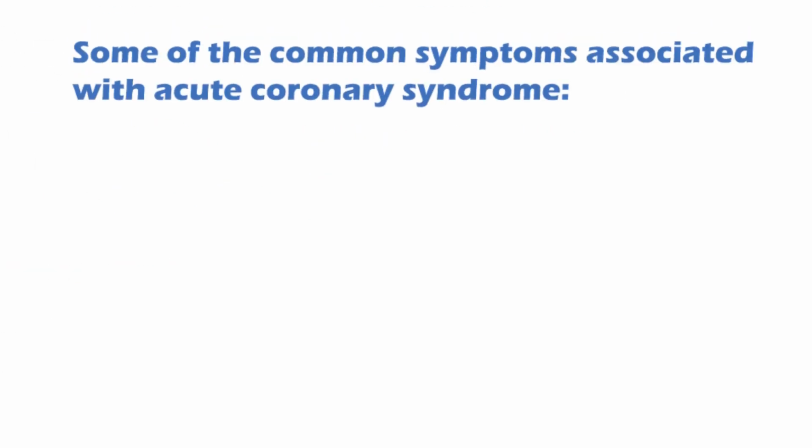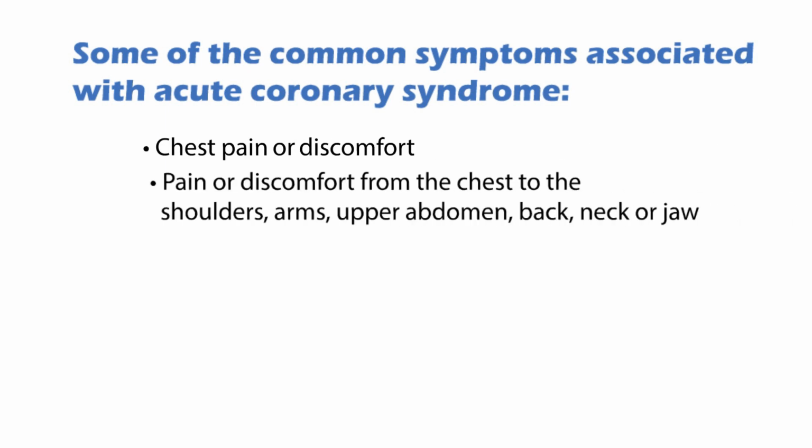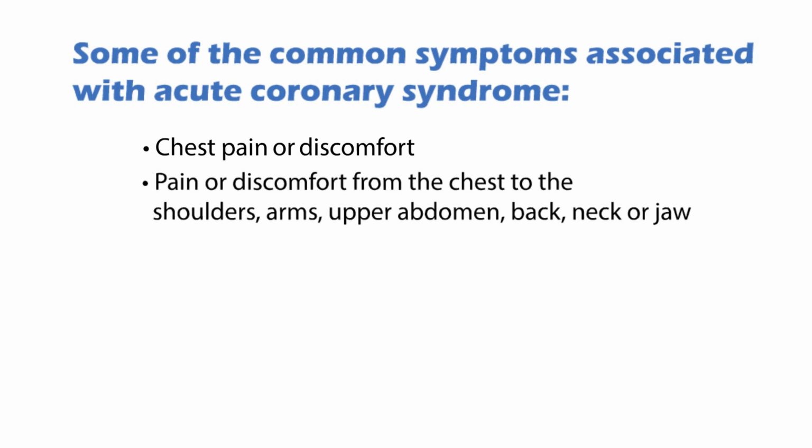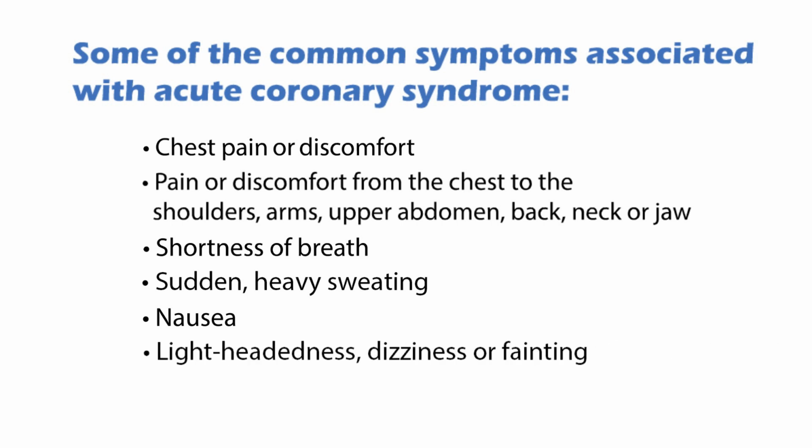Some of the common symptoms associated with acute coronary syndrome are chest pain or discomfort, pain or discomfort from the chest to the shoulders, arms, upper abdomen, back, neck or jaw, shortness of breath, sudden heavy sweating, nausea, lightheadedness, dizziness or fainting.